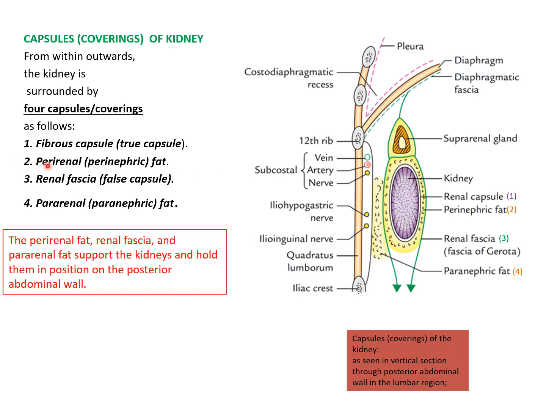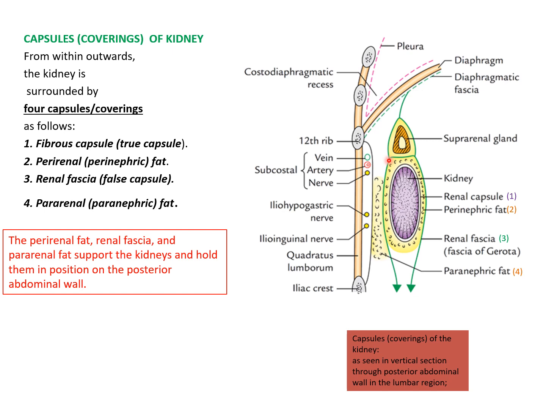Then comes the perirenal fat. This yellow area, this is the perirenal fat. The third one is the renal fascia or false capsule. This is the renal fascia or false capsule. This is also called the fascia of Gerota. The fourth one is the pararenal fat. This is the fourth layer, the pararenal or paranephric fat.